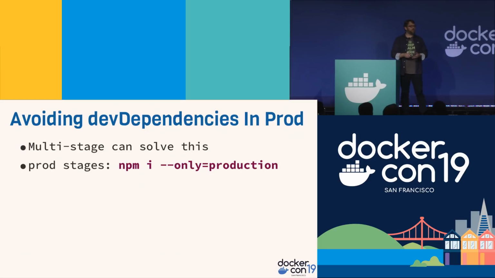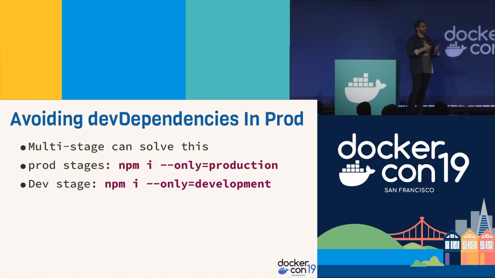So one of the problems with Node is that we want, like every language, we want to avoid having our test and our dev dependencies in the production images, but we do want that stuff locally for dev, and then when we do CI, we want that in our CI as well.